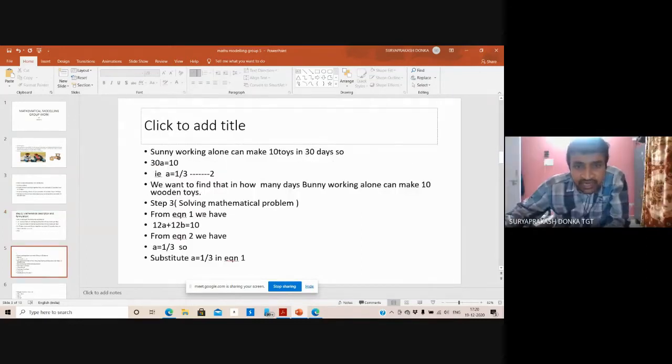Sunny working alone can make 10 toys in 30 days, so 30A is equal to 10. So A is equal to 1 by 3. This is equation number 2, and the previous equation is equation 1. So we want to find in how many days Bunny working alone can make 10 wooden toys.